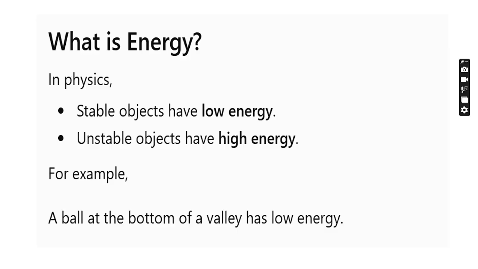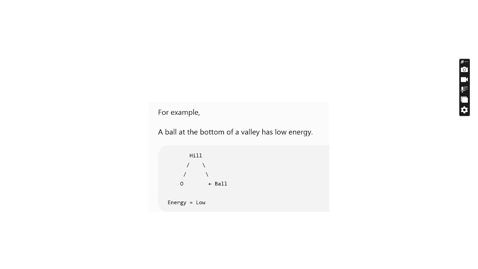So what does energy mean? Consider physics: stable objects have low energy. This is an example related to RBM that I am explaining now. Stable objects have lower energy, unstable objects have higher energy. For example, a ball at the bottom of the valley has lower energy.